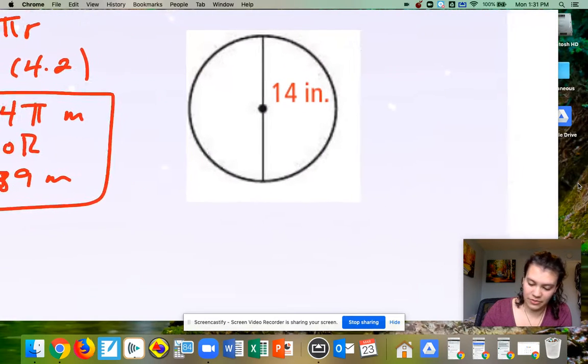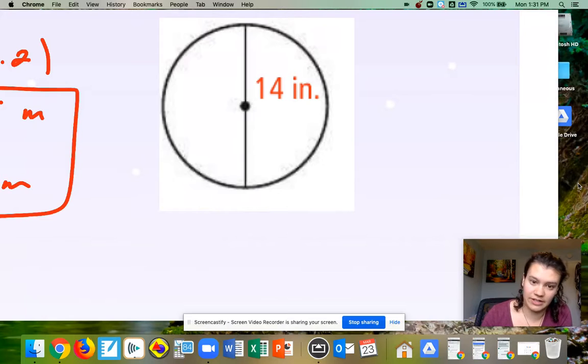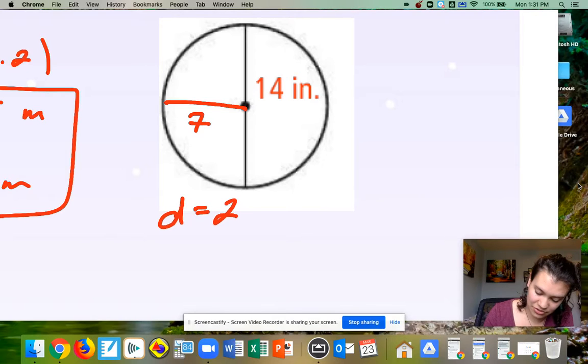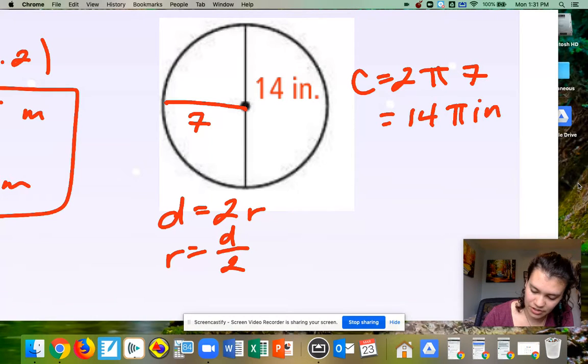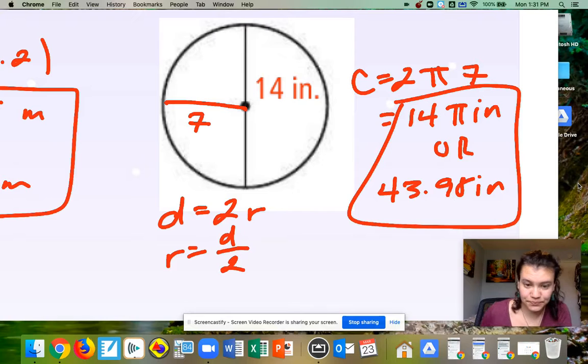We go over to the other one. Here, instead of giving us a radius, it gives us the whole diameter. So one radius is going to be half the diameter. So the diameter equals 2 times the radius, or the radius equals the diameter divided by 2. So your circumference is 2 pi times 7, which is 14 pi inches, or 43.98 inches if you put it in a calculator.